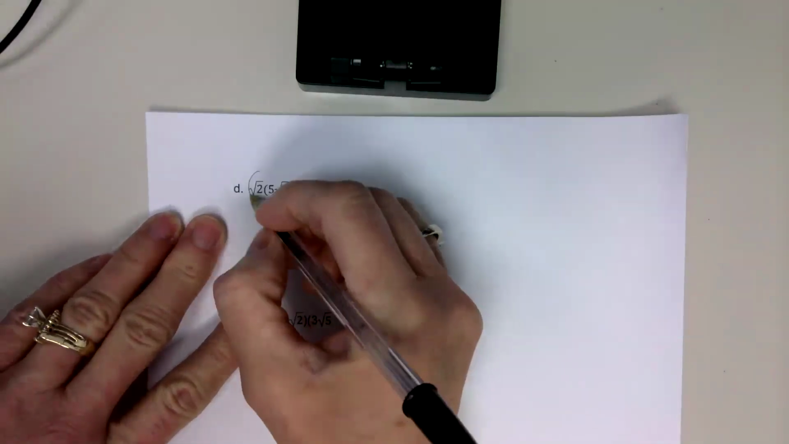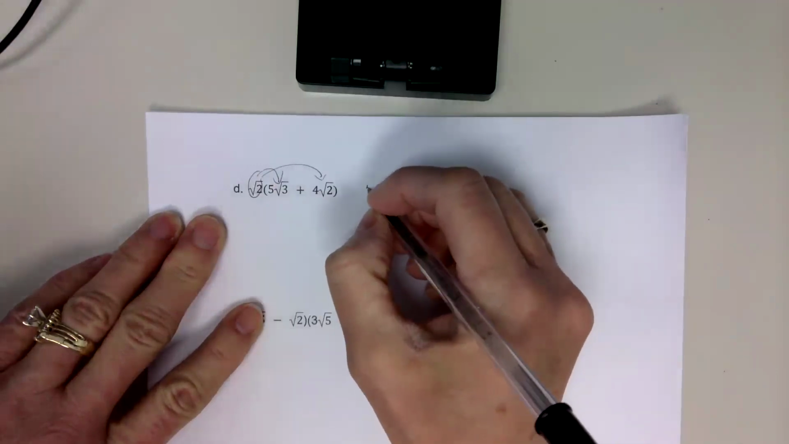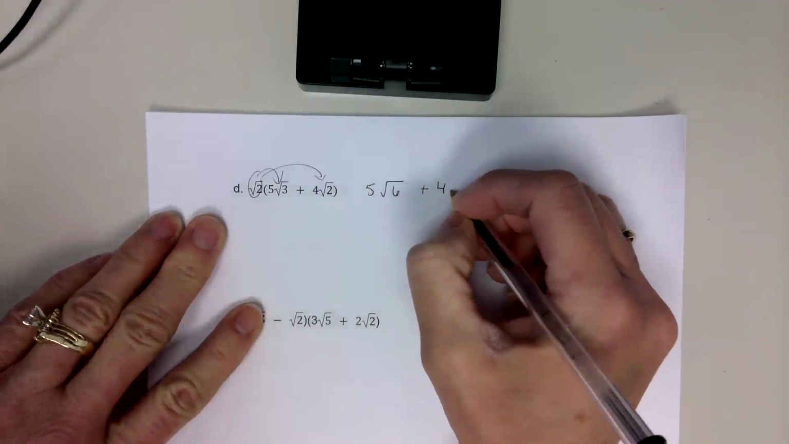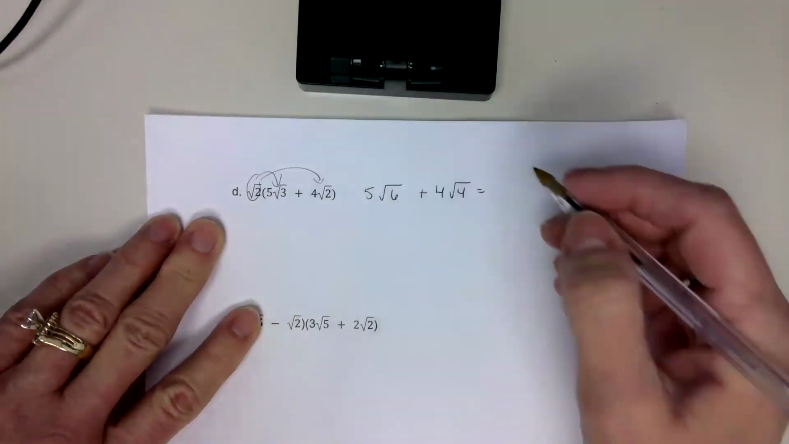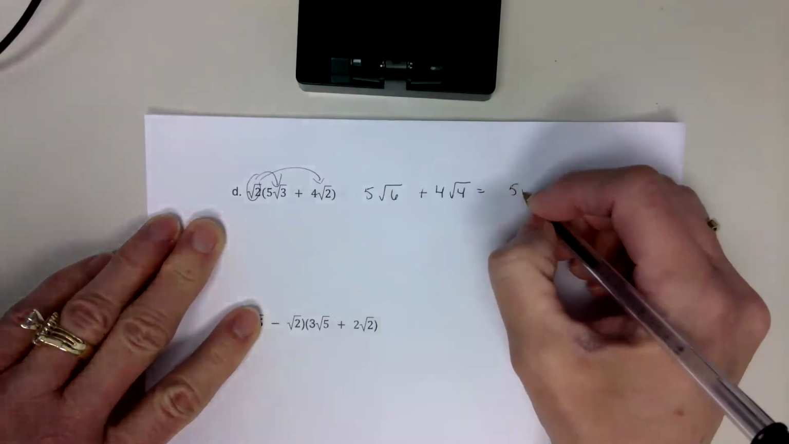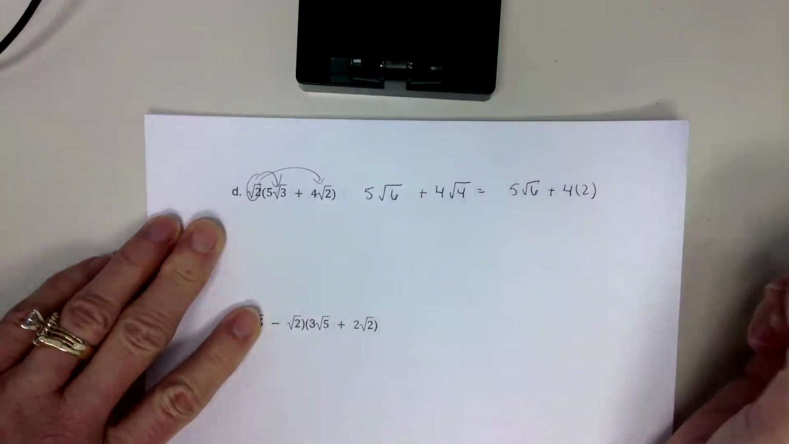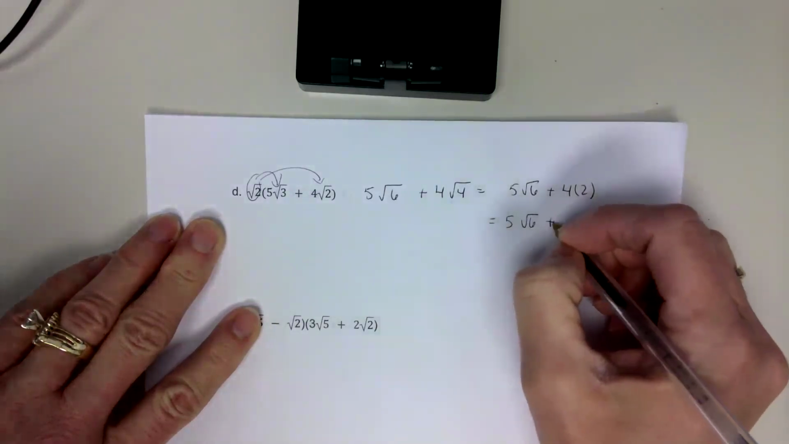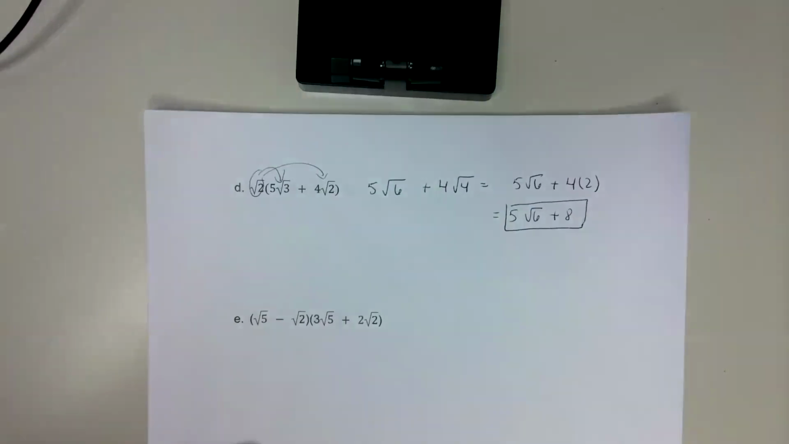So this is going to be using our distributive property over addition. 5 times the square root of 6 plus 4 times the square root of 4. The square root of 6 cannot be simplified, but the square root of 4 can be. So this is 5 times the square root of 6 plus 8.